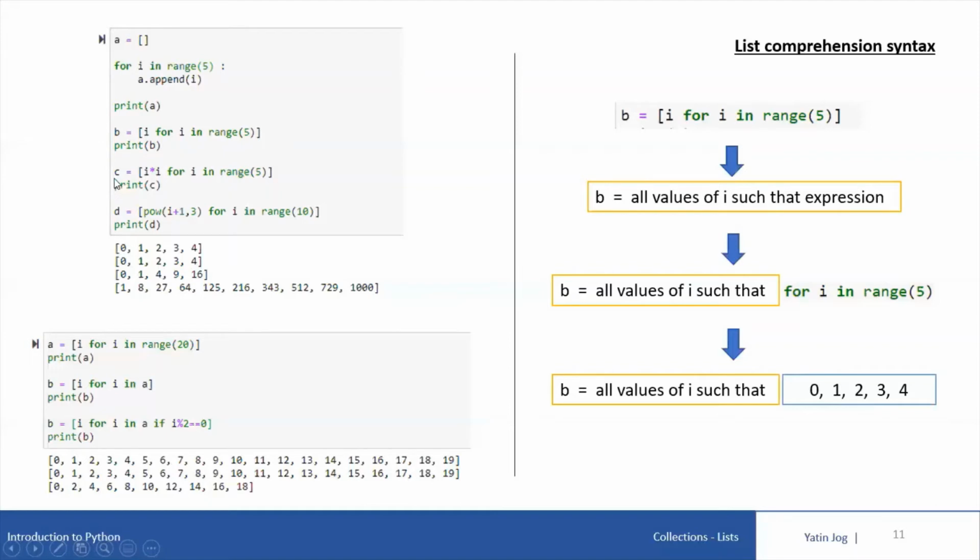Now how is it useful? Suppose I want to create a list of all the squares between 0 to 4. So instead of just I, I can say I square, I star I. So C is equal to, I am creating another list variable C is equal to I star I. But in this case, what will be the value of I? All values of I such that for I in range 5. So for I in range 5, it will return all the values of I as 0, 1, 2, 3, and 4. So for 0, 1, 2, 3, and 4, it will store all the I square values in C. That means 0, 1, 4, 9, and 16.